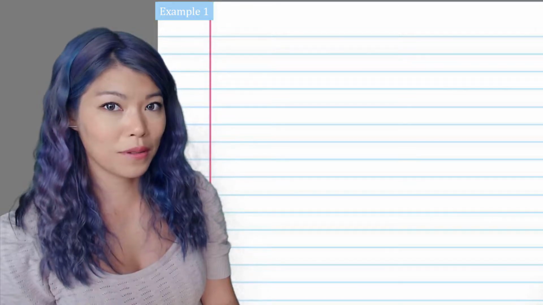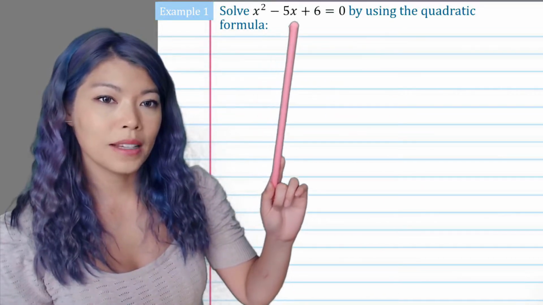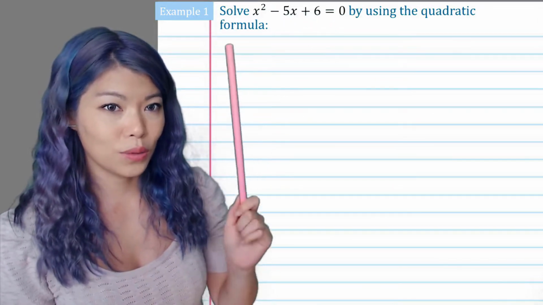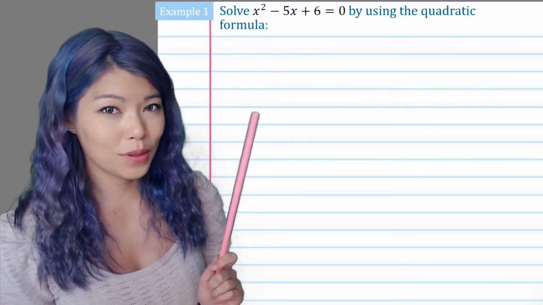Let's use that quadratic formula to do some examples. Solve x squared minus 5x plus 6 equals 0 by using the quadratic formula. So we don't want to factorize this time. We can, but we're not. We're just going to use the formula straight away.